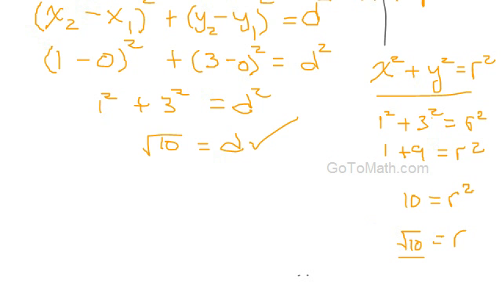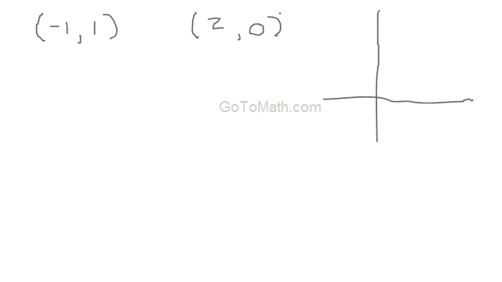So now let's take a look at a different one. Let's say we have the point (-1, 1), and let's say we've got the point (2, 0). Right. And we want to find the distance between these 2 points. So let's go over here and just kind of roughly plot this.